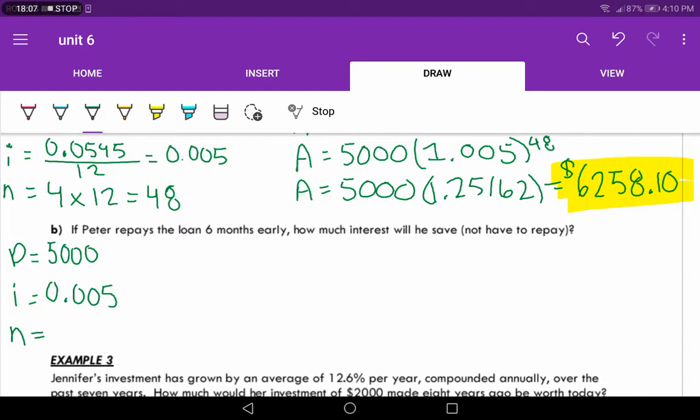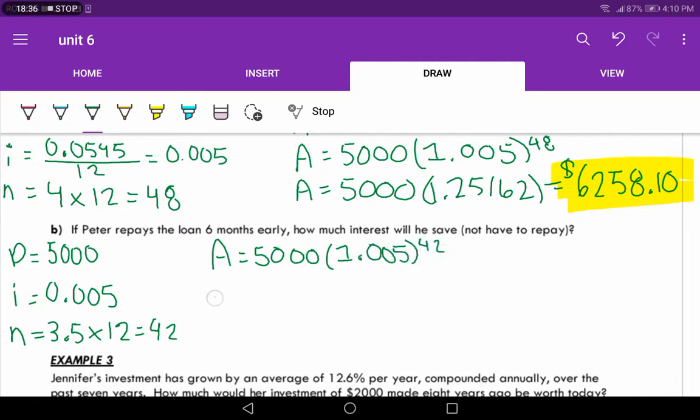Our N value is going to change, right? So instead of 4 years to pay it back, he's actually going to pay it back after 3.5 years. Again, we have to multiply that by the amount of compounding periods per year, which gives us 42. Okay, and then same thing, right? We're just going to use substitution. I'm just going to skip a step here, and you're welcome to do that too.